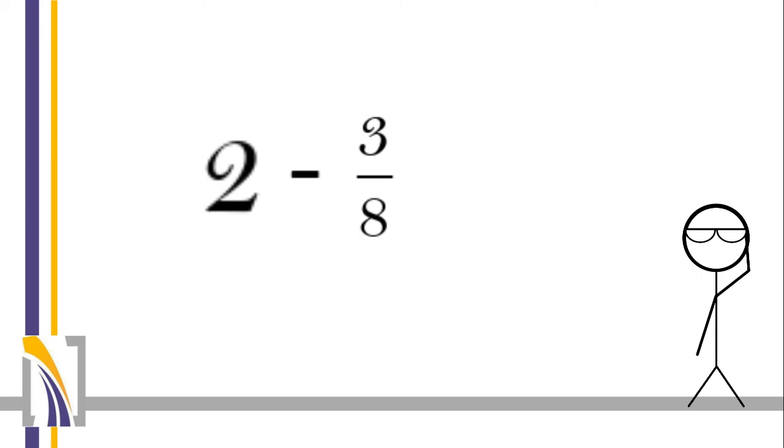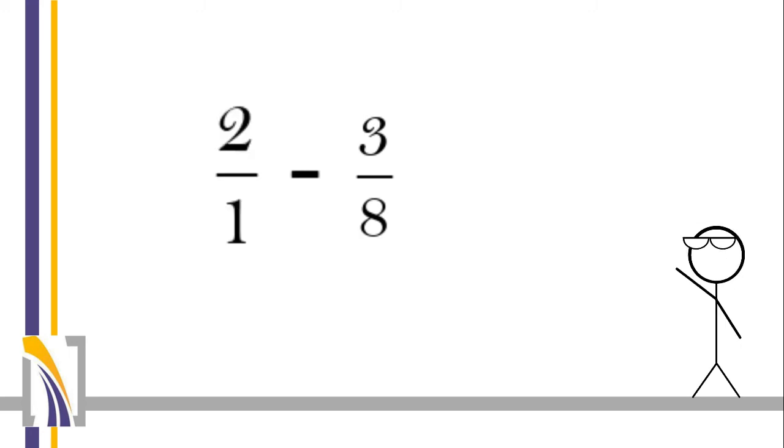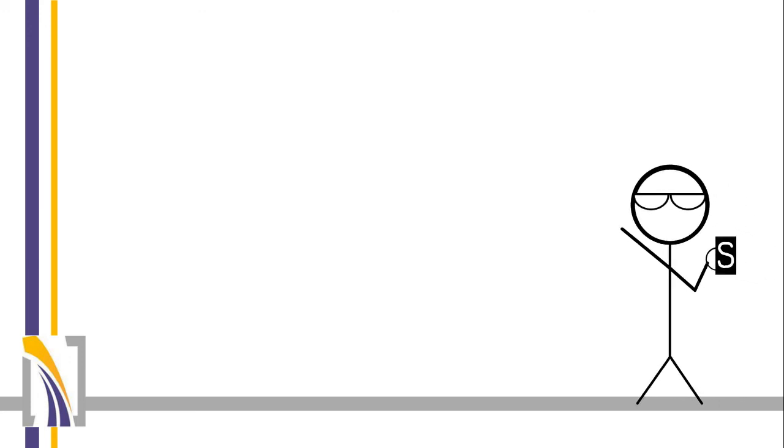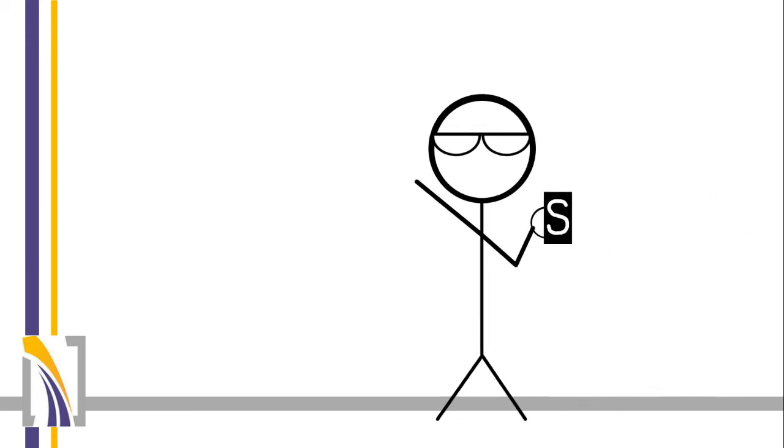So that means in this one, 2 out of 1 minus 3 out of 8. That means we make the denominators the same, and then we subtract them, which gives us 13 out of 8. Now, we want to simplify it or make it into a mixed fraction, so we divide 13 by 8, which gives us 1 and 5 out of 8.